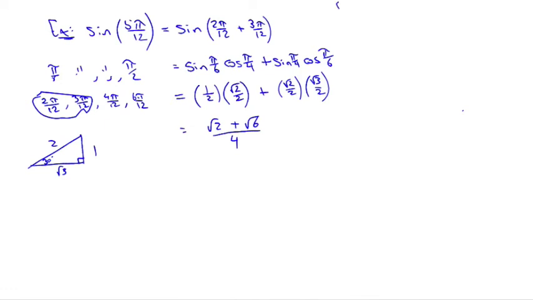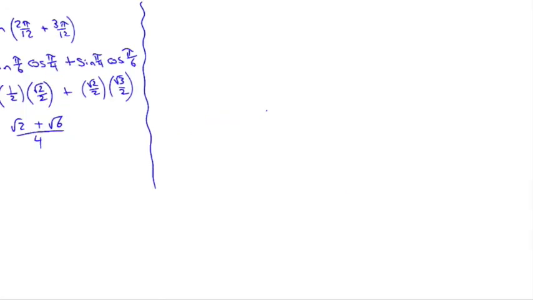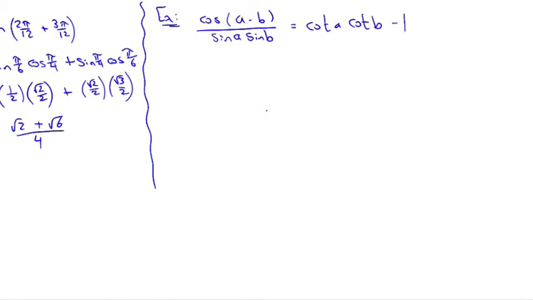Identities with these. Example: cosine of A minus B over sine of A sine of B is equal to cotangent of A cotangent of B minus 1. What side should you play with? The left side. The right side you're used to playing with because there are 2 terms, but it would be really hard to change it into a difference of an angle.